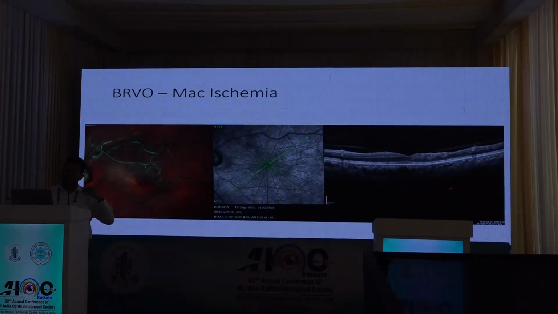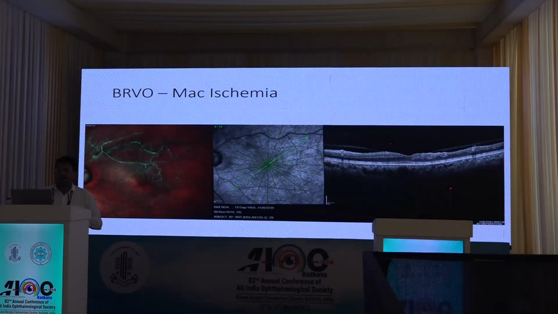Now let's look at the second common disease which comes to our practice, and this is called BRVO, or the branch retinal vein occlusion. You can see on the clinical photograph the sclerosed vessels which are present in the supratemporal quadrant, and also those vessels which are extending towards the macula.